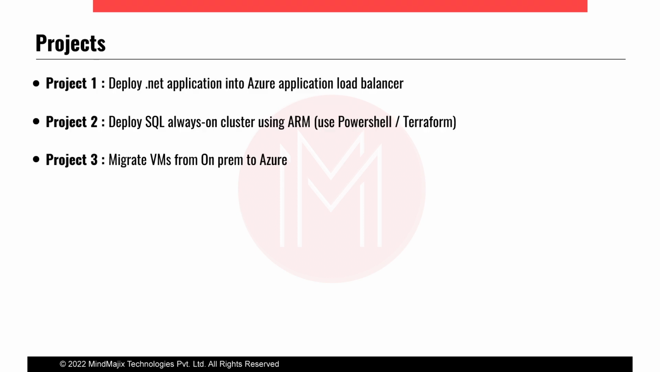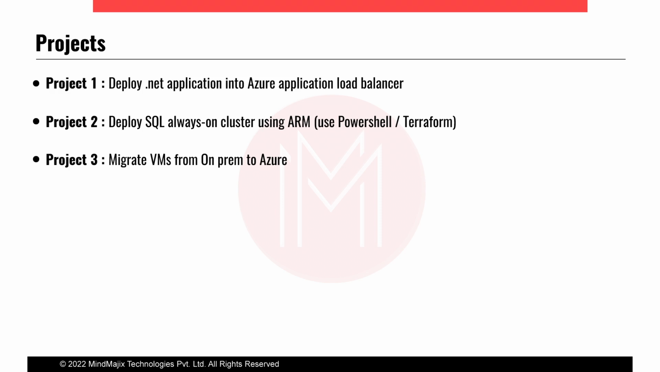Now if I talk about the projects, we will learn how we can deploy a .NET application into the Azure application load balancer. The load balancer is again Azure proprietary, and it will ensure the uptime and high availability for your VMs. So if any VM goes down, your applications will still be up and running across the availability zones you have configured. And also we'll deploy a SQL Always On cluster using ARM. ARM is, as I said, Azure Resource Manager. SQL here means Microsoft SQL, running on a cluster. So we'll learn that project as well.